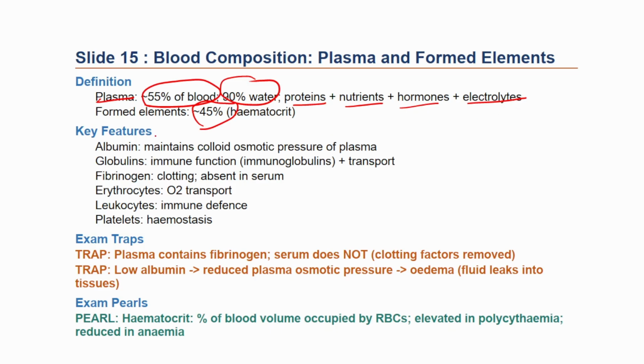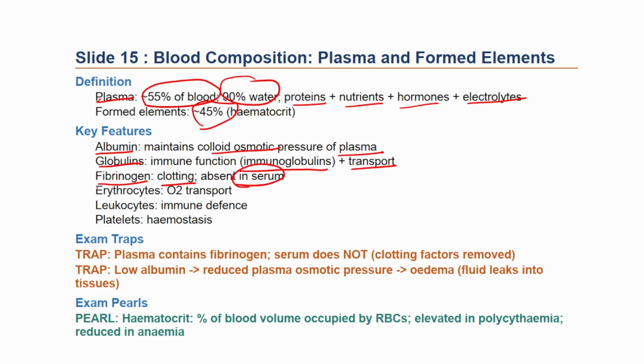The main three plasma proteins are: first comes albumin, and this protein works specifically to maintain the colloid osmotic pressure of the plasma, keeping fluid inside vessels. Then comes globulins. These proteins are responsible for crucial immune functions as immunoglobulins and act as transport molecules for lipids and ions. Then comes fibrinogen. This protein acts as a key clotting factor that is completely absent in serum samples.